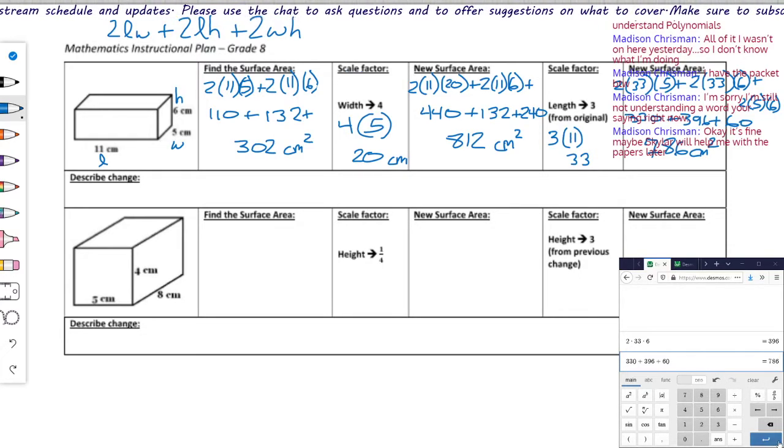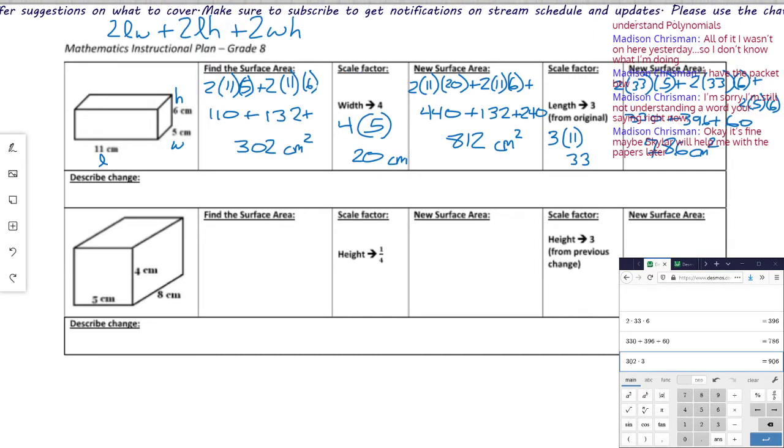So if I was to, again, just check to see if we have the same trend as volume, I'm going to show you that we don't, because 302 times this new scale factor does not get us the same answer as if we were to think of this as volume. So surface area is not affected the same way as volume. Just to go over that again, just to show you what I'm talking about over here.